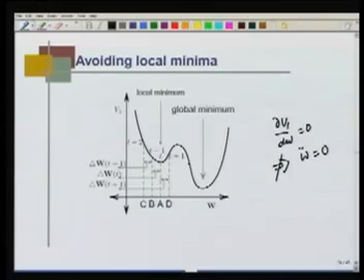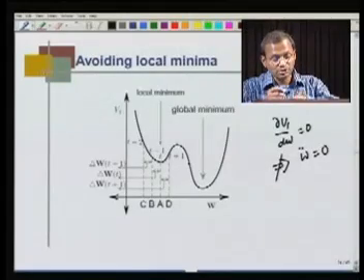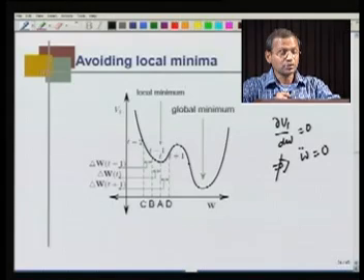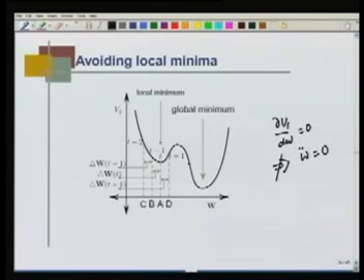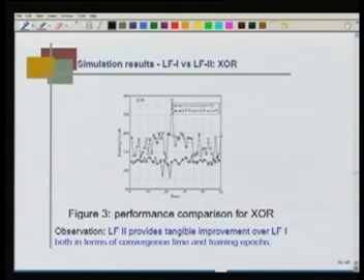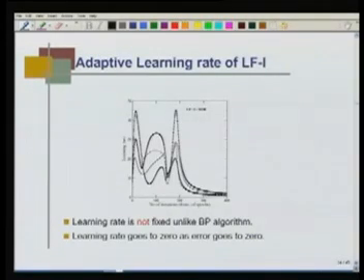So, we can avoid local minima, not always, but in some cases, using the LF2 algorithm by adding that extra term which is half W dot transpose into W. That extra term helps us because it introduces an acceleration term in our learning algorithm. That acceleration term can take the weight away from being stuck in the local minima towards the global minima. So, now we talked about adaptive learning rate. What is this adaptive learning rate?